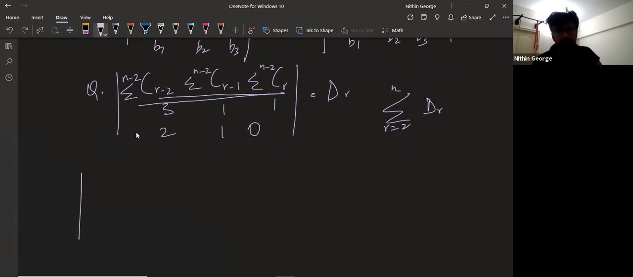We're looking at the first part becomes N minus 2 C0 plus N minus 2 C1 all the way up till N minus 2 C n minus 2. And this sum, as we all know, is nothing but 2 power N minus 2.